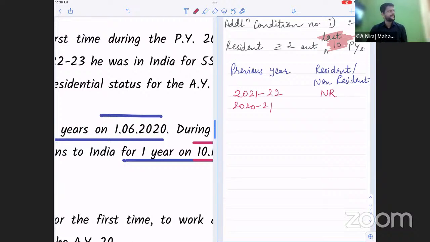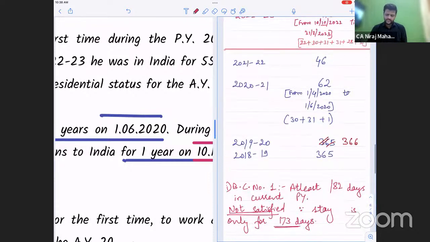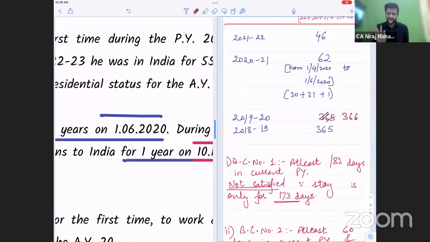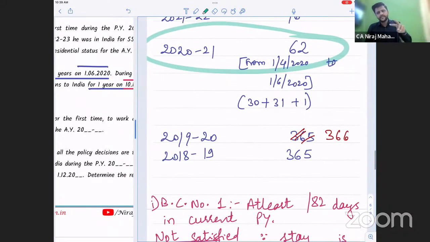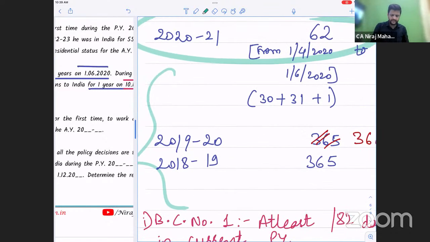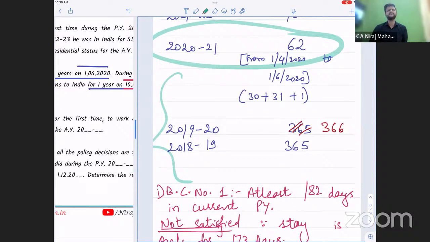Whether basic condition number 1 is satisfied? No. Whether basic condition number 2 is satisfied now? This is very important now. For 2021, basic condition number 1 is not satisfied. Basic condition number 2 has 2 parts: 60 days in the current year and 365 days in the last 4 years. From 2021's point of view, is it satisfied or not? Satisfied, because in 2021 it is more than 60 days, as well as the earlier 4 years, which are obviously more than 365 days.